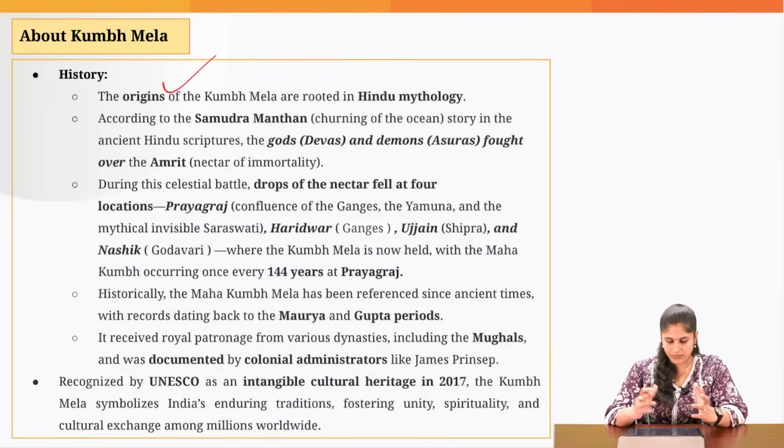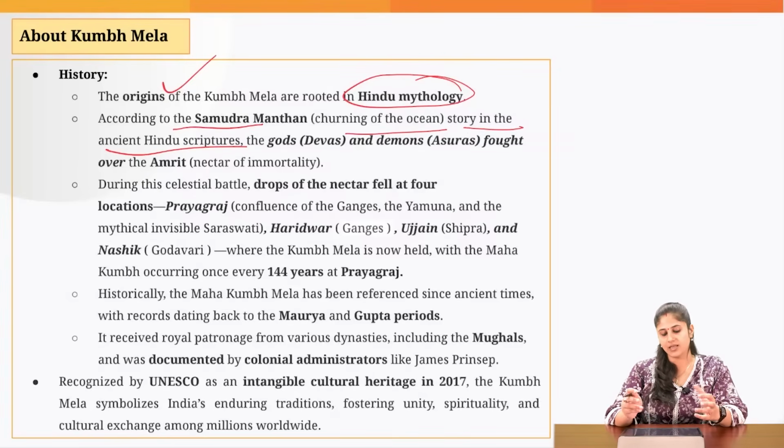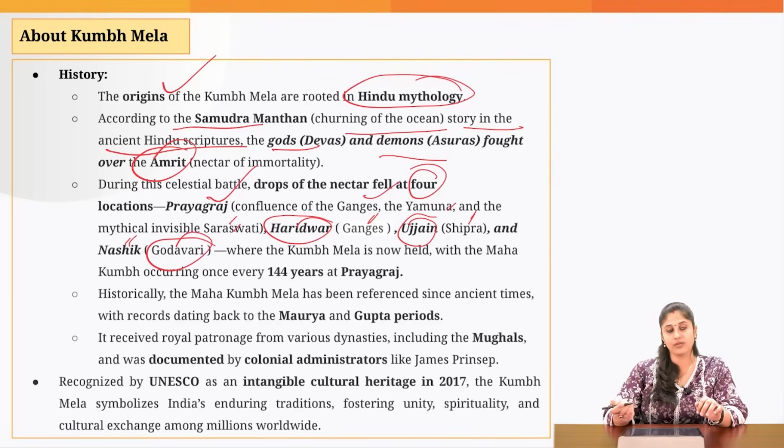We have a story provided in Hindu mythology, which states that according to Samudra Manthan, the churning of the ocean, the story in the ancient Hindu scripts tells us that there was a fight between the gods and the demons over the Amrit. Some drops of this Amrit fell at 4 locations: Prayagraj, situated at the confluence of Ganga, Yamuna and the mythical invisible Saraswati river; Haridwar, on the bank of Ganga; Ujjain, on the bank of river Shipra; and Nasik, on the bank of river Godavari, where the Kumbh Mela is now held.